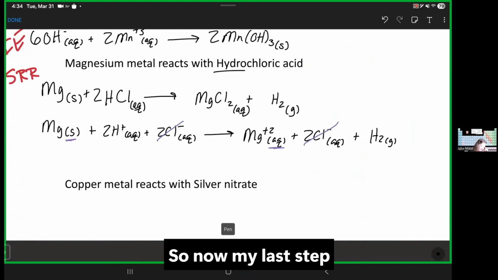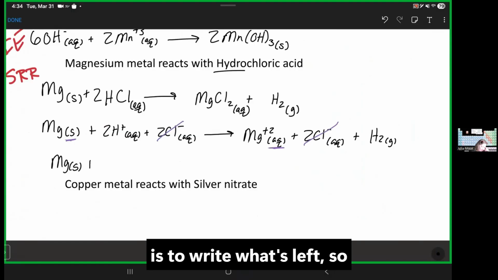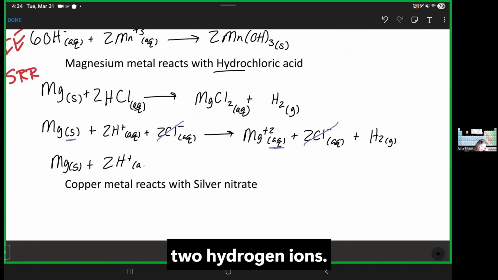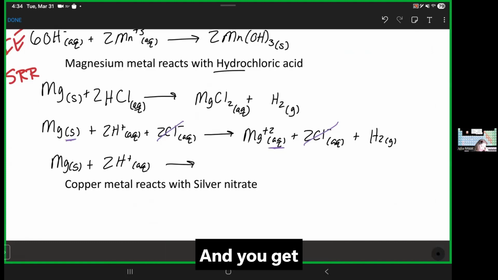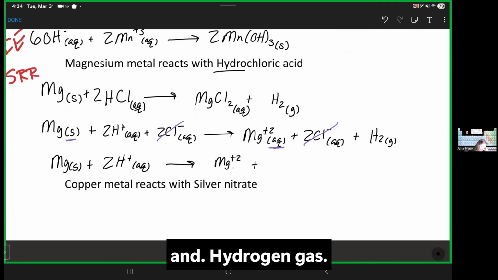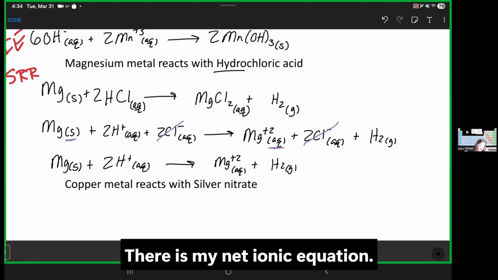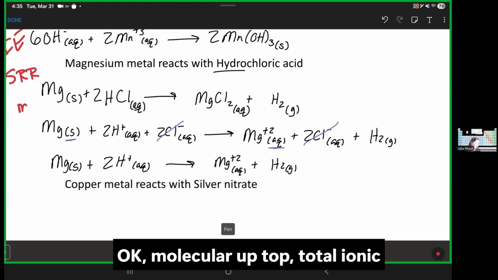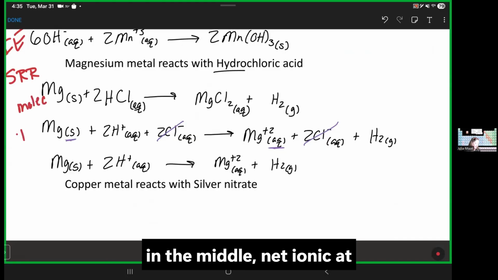So now my last step is to write what's left. So my magnesium reacts with 2 hydrogen ions, and you get a magnesium ion and hydrogen gas. There is my net ionic equation. Molecular up top, total ionic in the middle, net ionic at the end.